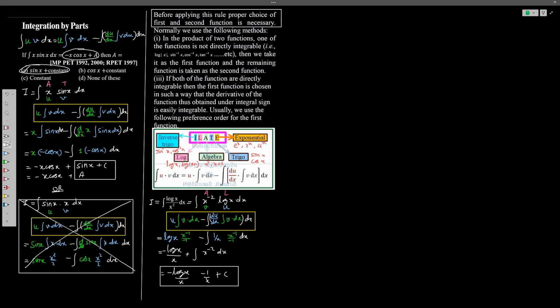Easy peasy. First step, identify. Second, select u and v. Apply. What problem will come? When the integration of the second term is a bit complicated.